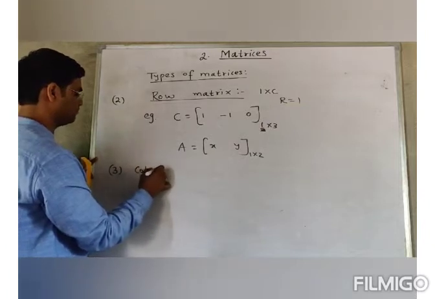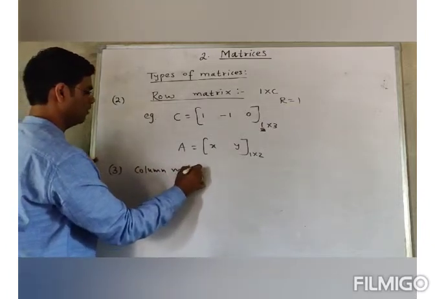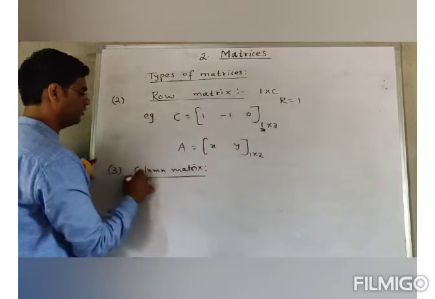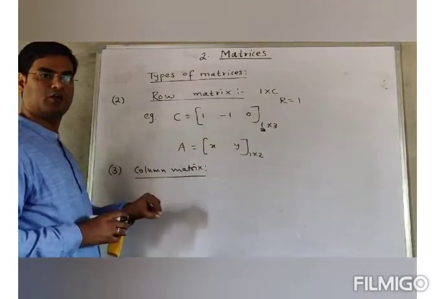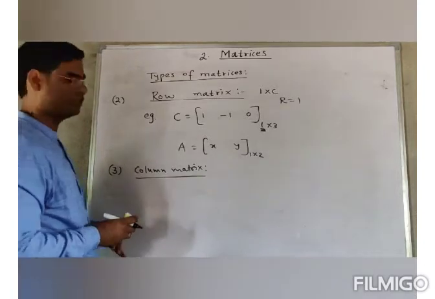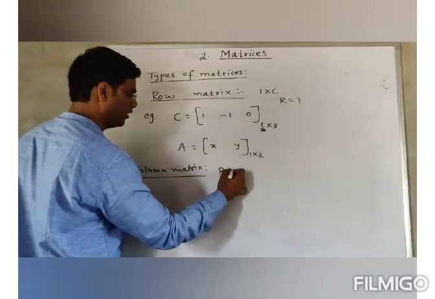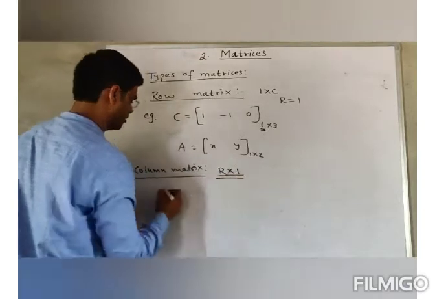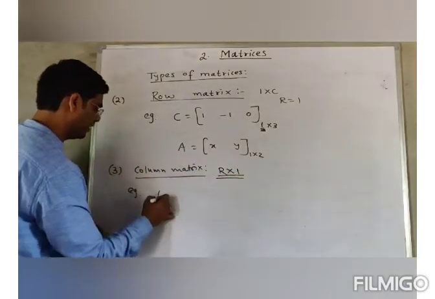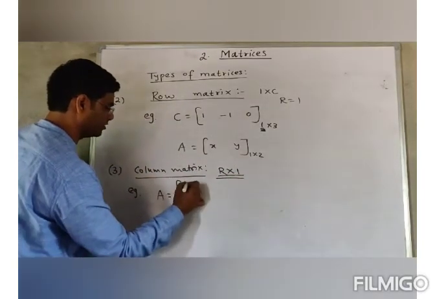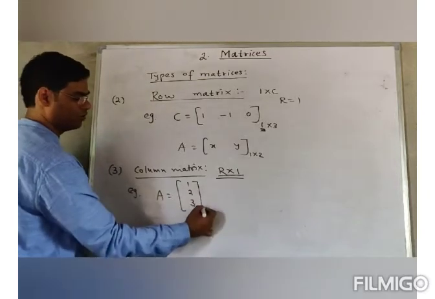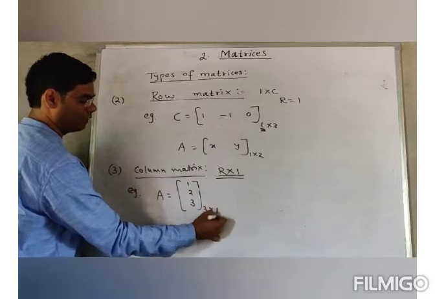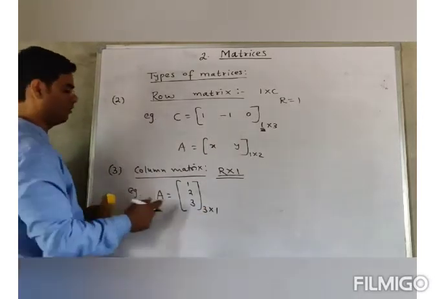Next type of matrix is column matrix. The word itself indicates what it means: a matrix which consists of only a single column and any number of rows. For example, A is a matrix which contains the elements 1, 2, 3 and it consists of 3 rows and 1 column. Therefore this is an example of column matrix.